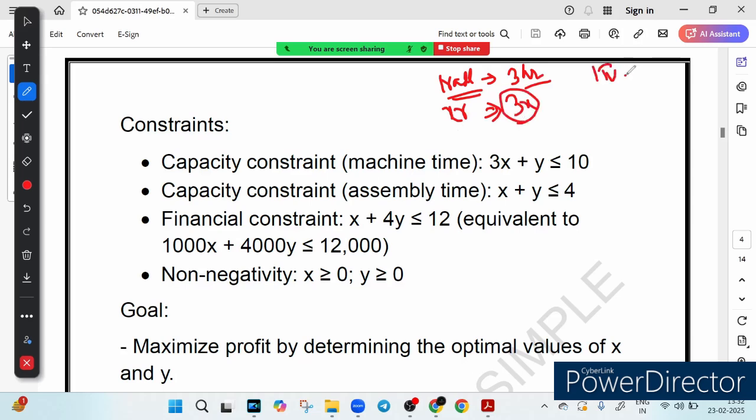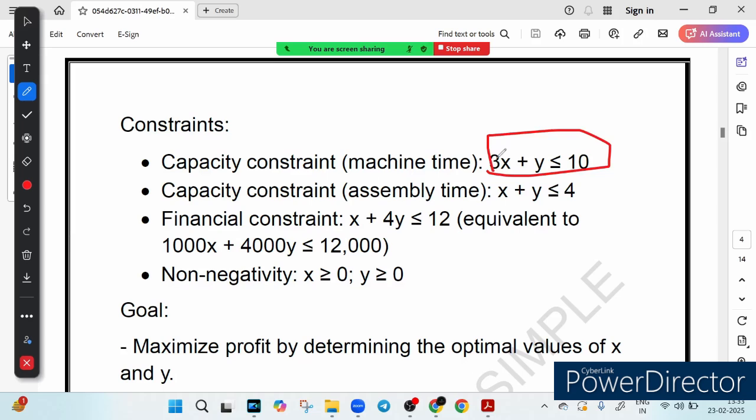Similarly, one TV takes 1 hour. So how much time will y TVs take? y hours. So this 3x plus y should be less than or equal to the total time we have available, which is 10. This is called the first constraint, the machine time constraint, first equation.